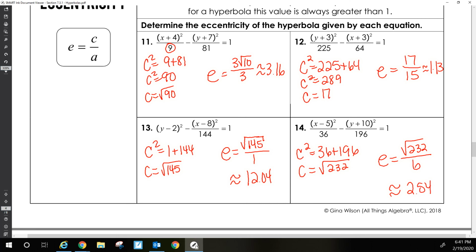All right, guys, that's it for day 1 of hyperbolas. There's only one more day of hyperbolas. We'll take another quiz. Then we're going to do some conic applications, so applications using conic problems. And then we will have another quiz review and a test.